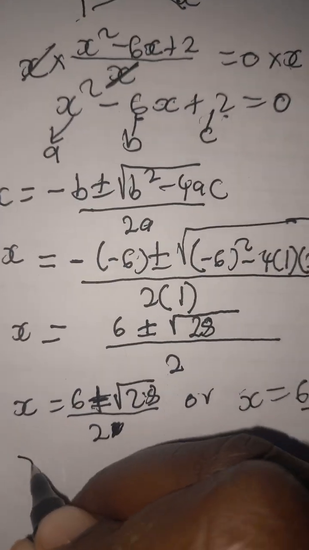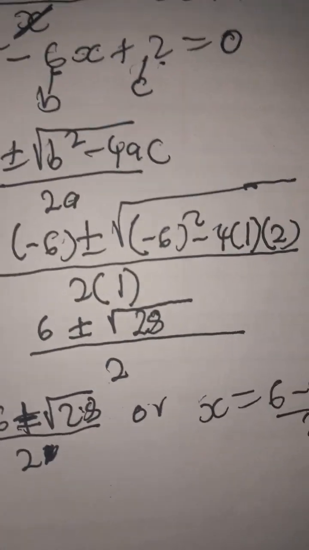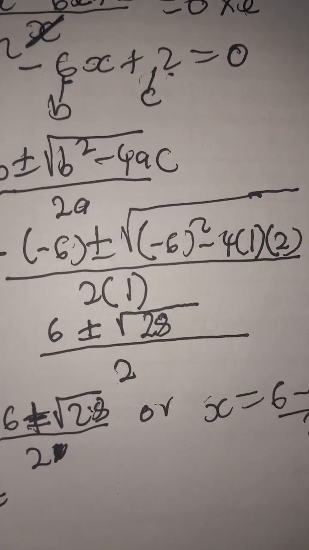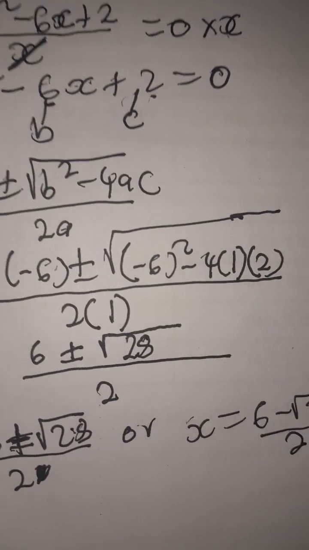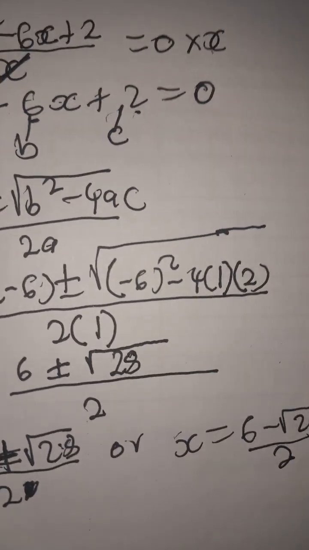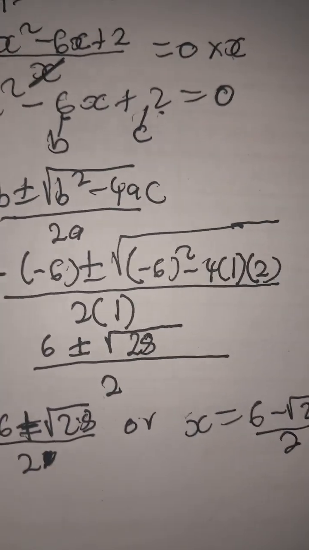So they said correct to 2 decimal places. We need to use our calculator. 6 plus root 28 divided by 2, correct to 2 decimal places. That will be 5.